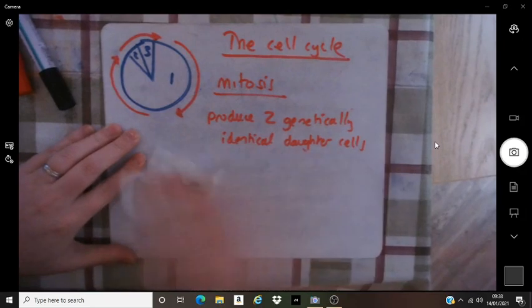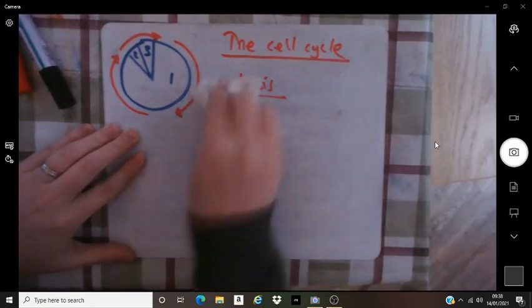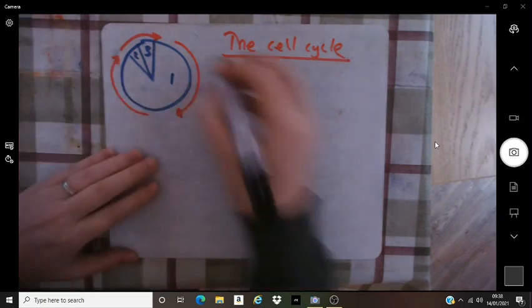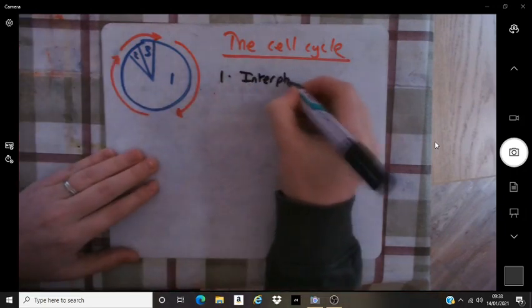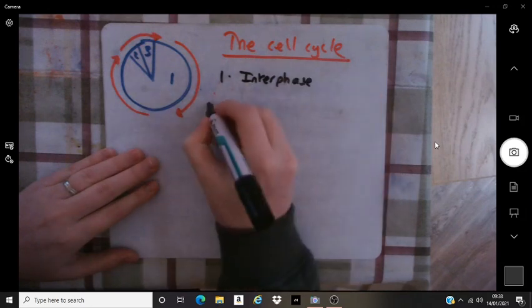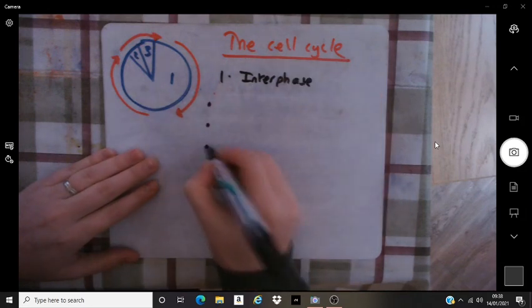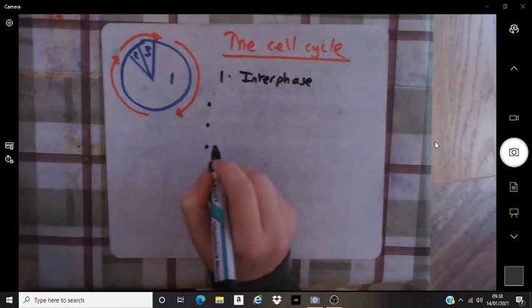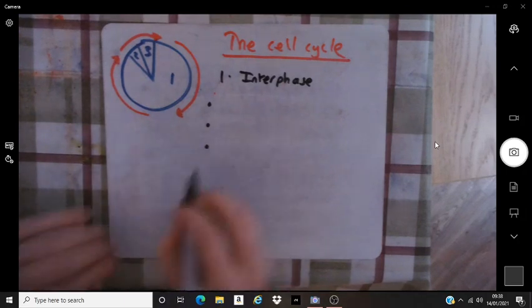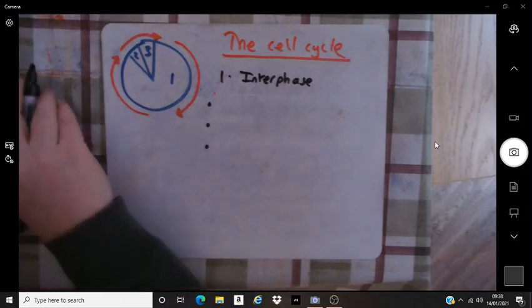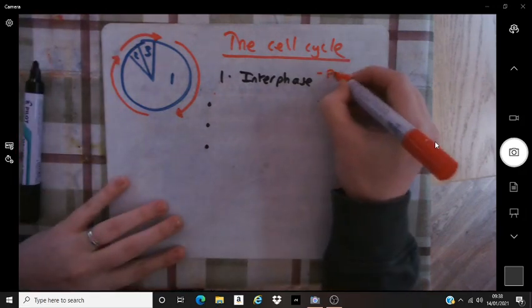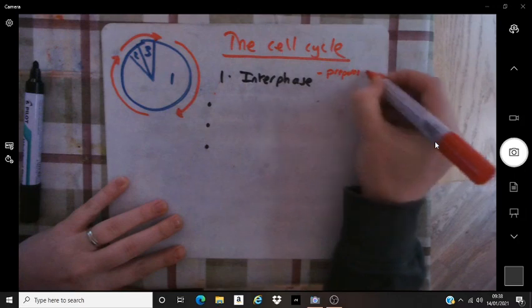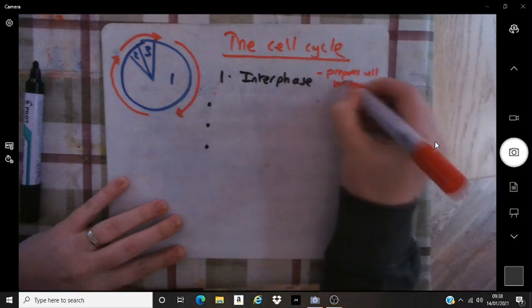Okay, so step 1 of the cell cycle. Now it's not essential that you learn this term, but step 1 is known as interphase. And during interphase there are 3 things happening to prepare the cell for division. So interphase, this really long step, prepares the cell for division.